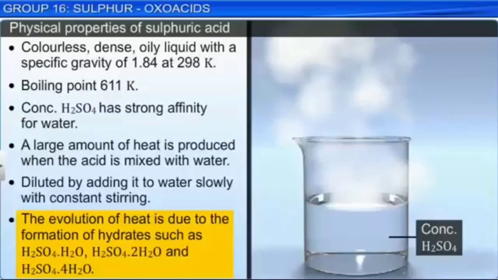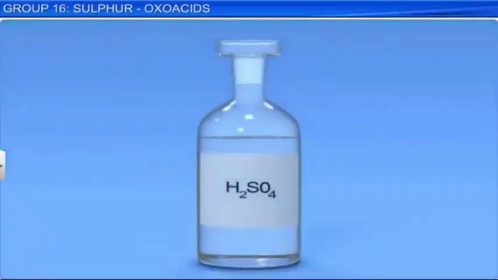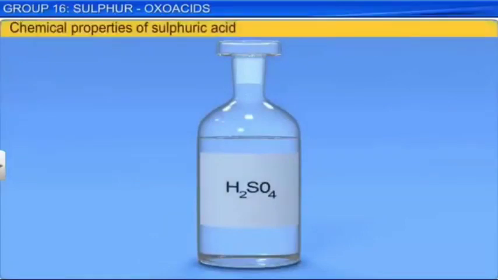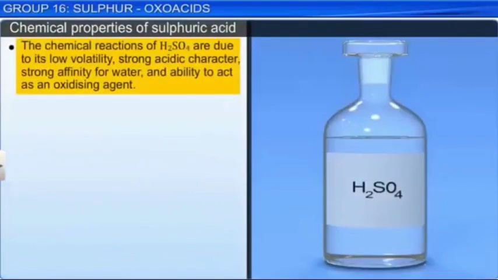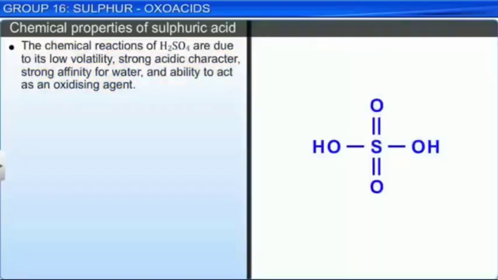Let's now study the chemical properties of sulfuric acid. The chemical reactions of sulfuric acid are due to its low volatility, strong acidic character, strong affinity for water, and ability to act as an oxidizing agent. Sulfuric acid is a strong dibasic acid. In an aqueous solution, it ionizes in 2 steps, as shown here.